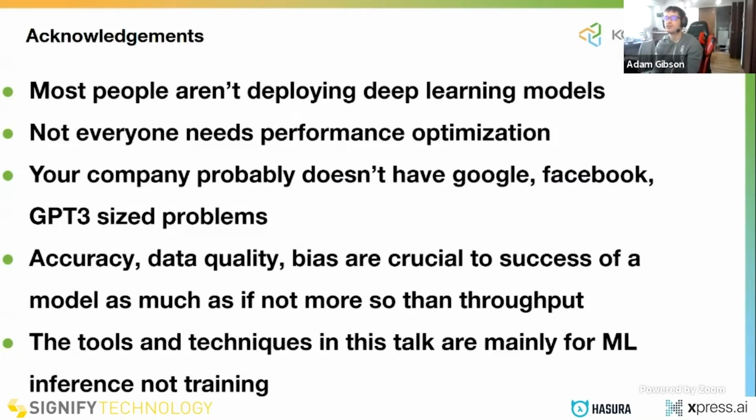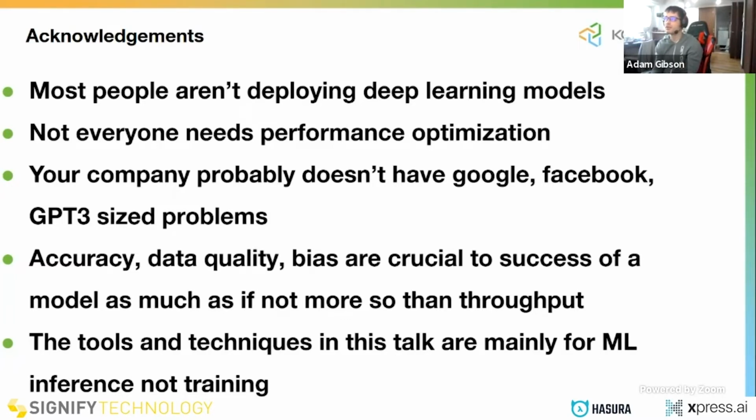So, problem definition. Some acknowledgements for those who are a little bit worried about hype. I always try to focus on pragmatism in my talks. Most people aren't deploying deep learning models. Most people just use XGBoost or Random Forest and they're good to go. They don't need all this stuff. If you do need this stuff, then great. If I haven't hit your use case in this talk, I would be really curious to hear more.